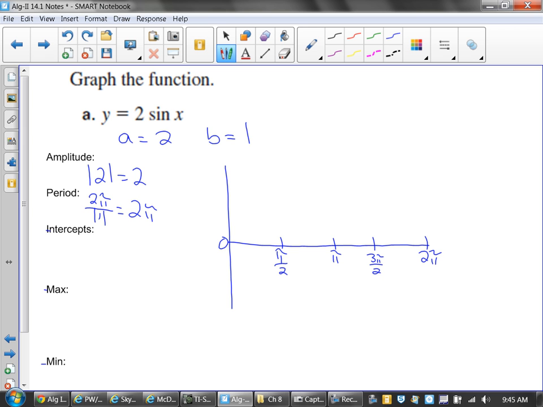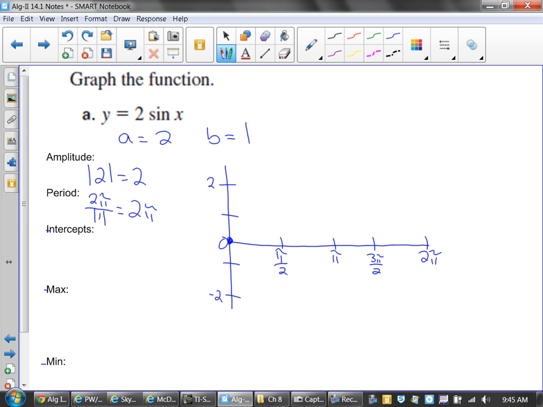Okay. What is your amplitude? 2. So I just have to mark off 2 spots now on the y-axis. So here's what happens. Sine always starts at 0, 0 for its parent function, no matter what the period and the amplitude is. It will always start at 0, 0. So the first point that you're going to plot is 0, 0.